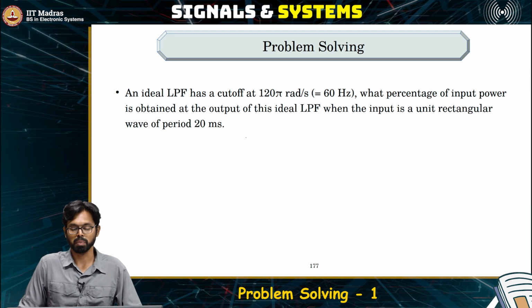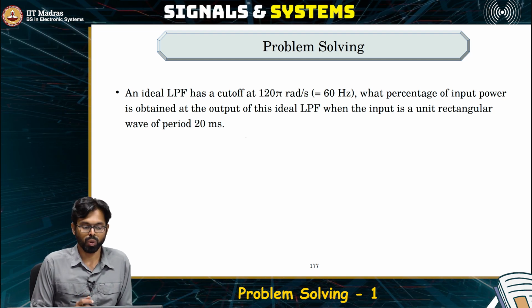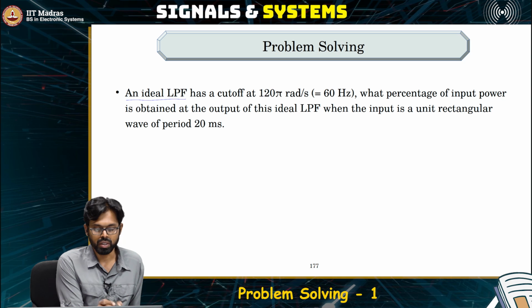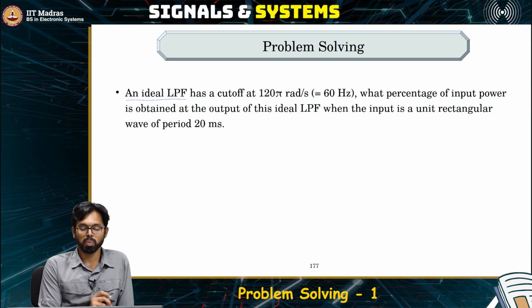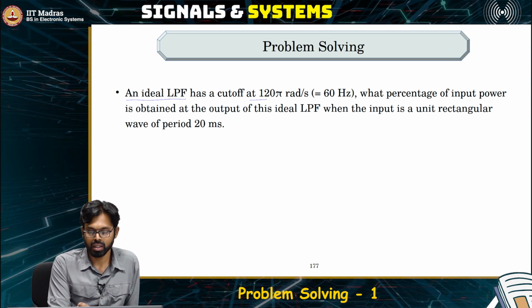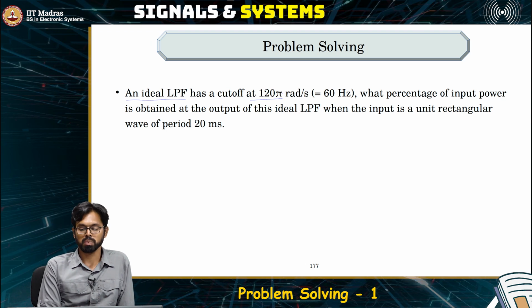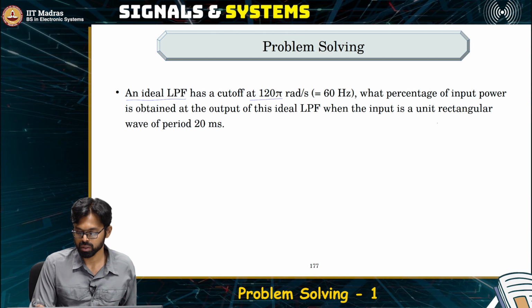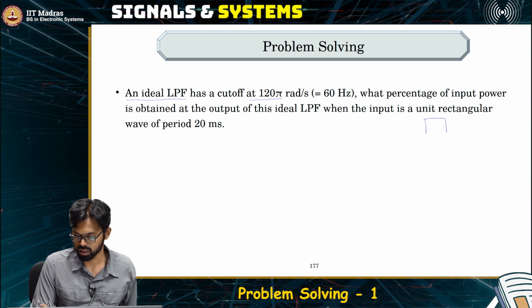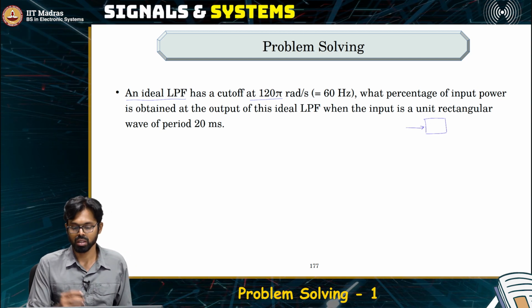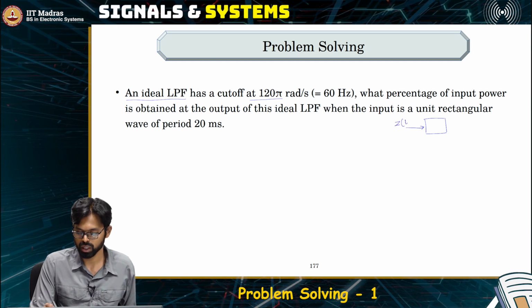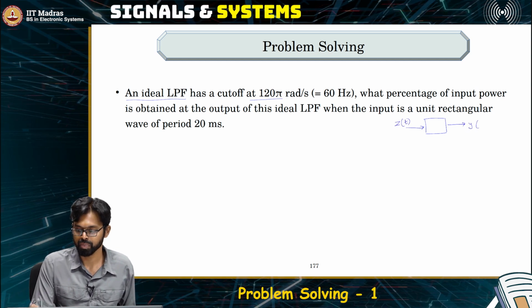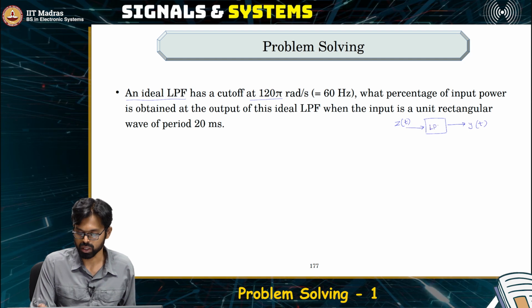This is a very practically relevant example. What is given here is an ideal low pass filter. It says that an ideal low pass filter has a cutoff at 120 pi radians per second, which is 60 hertz in frequency. So what does this mean? We are considering a system which has some input, let us call it z of t, and the output is some y of t, and this is an ideal low pass filter.